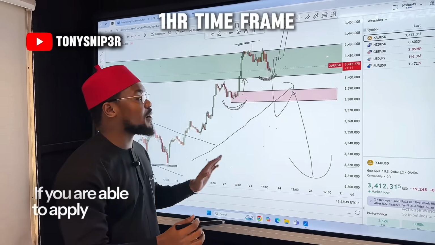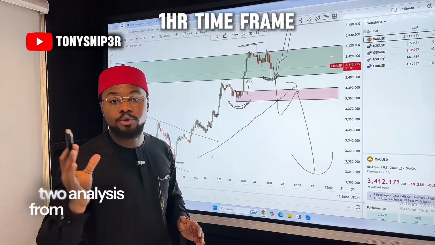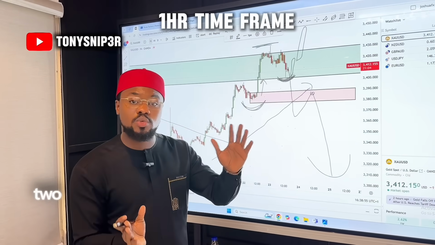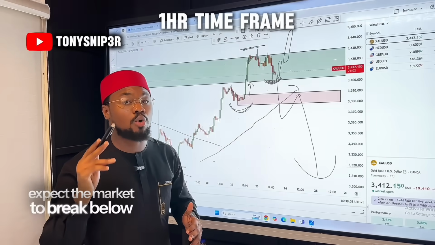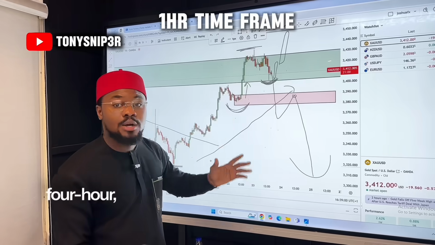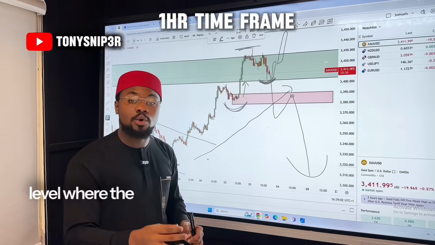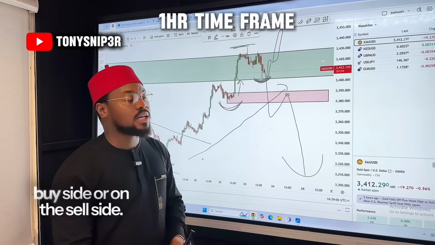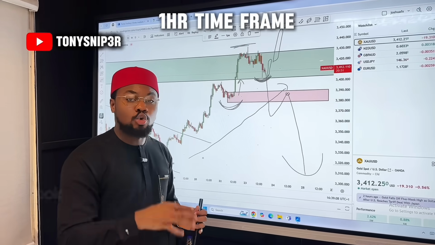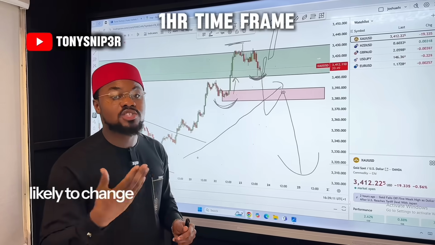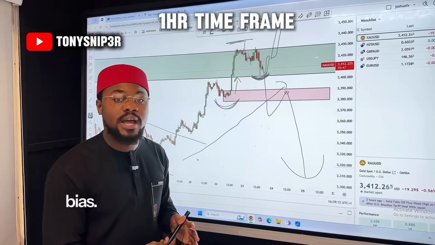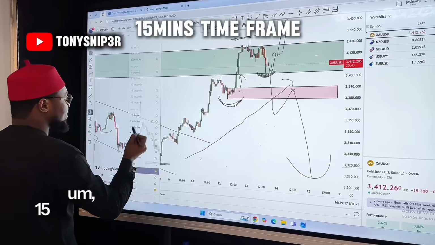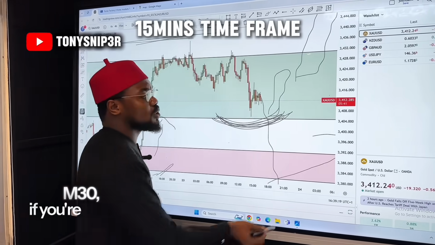If you're able to apply these two analyses from your daily, you mark your resistance level and support level. Those are your two key levels where you don't expect the market to break below or above. You come to your 4 hour, you mark the key level where the original trend started from, either on the buy side or on the sell side. Then you come back to your 1 hour, look for where the market is likely to change a trend. That's where you get your directional bias. Then you can scale all the way to 15 minutes or M30 if you're looking for a short trade.